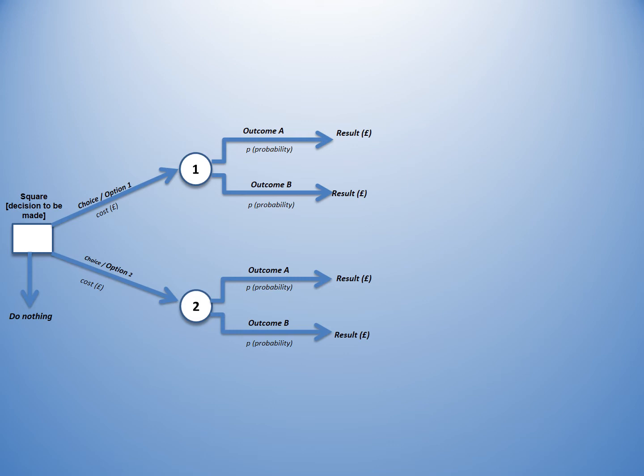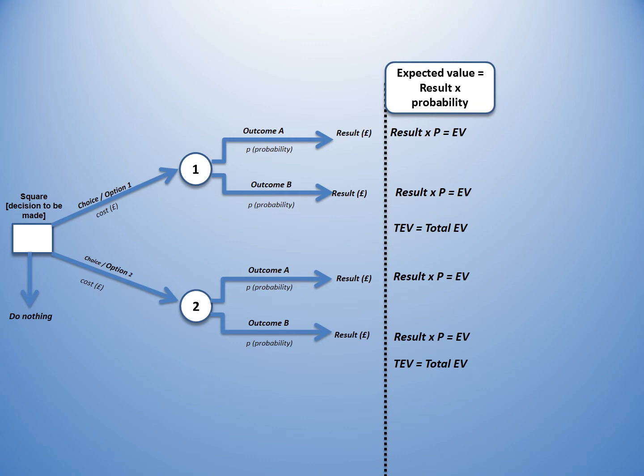Now from here, you need to work out the EV, which is the expected value. So expected value is the result times the probability.